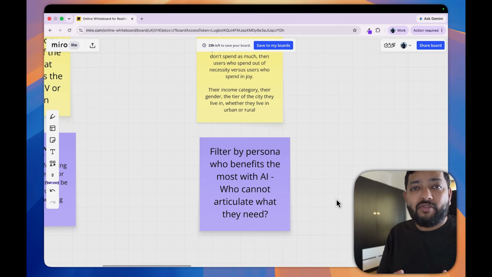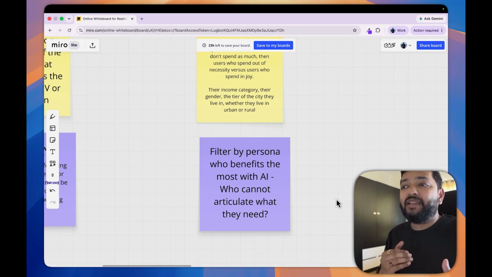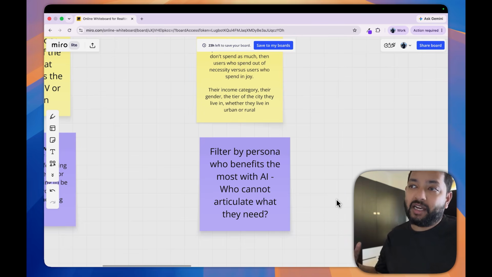So I'm going to pick the confused user, the one who's exploring the entire thing, the one who's not sure of what they want, and so on and so forth. So that would be my goal here. So that's a big change between a product sense and an AI product sense.